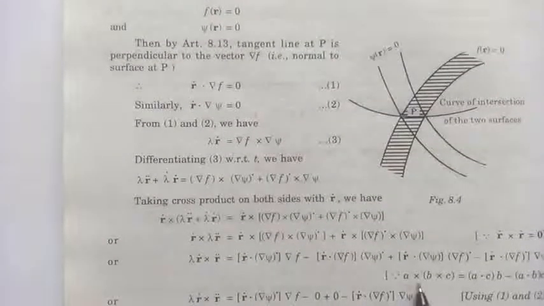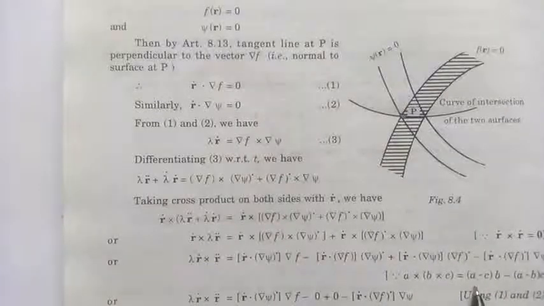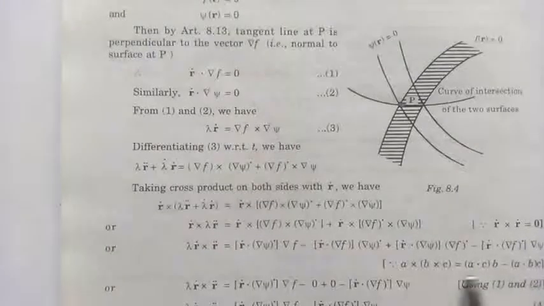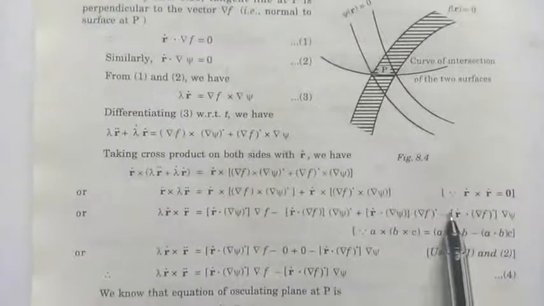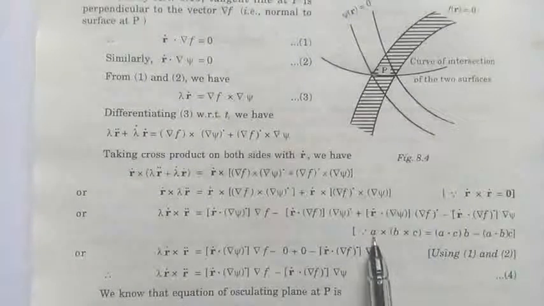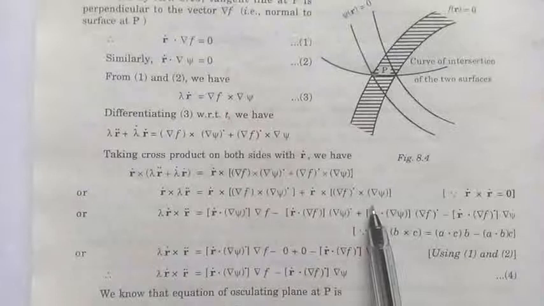Now let us solve the right hand side by using the definition of the vector triple product, which is defined as a cross (b cross c) = (a dot c) times b minus (a dot b) times c, that is, first and third dot product into second vector, minus first dot second into third vector. Now using this formula here, we get the vector triple product of the vectors in the first bracket as well as in the second bracket.